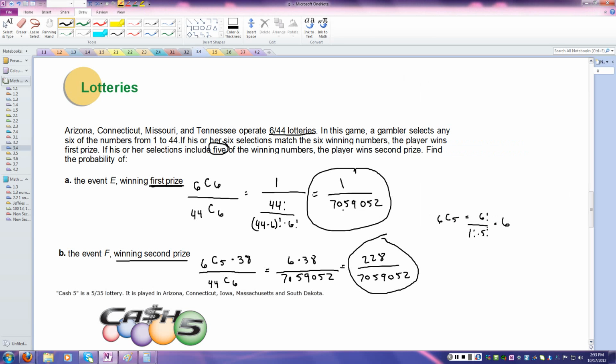So if you played the lottery 7,059,052 times, you're expected to win it once. Here, if you play the lottery 7,059,052 times, you're expected to win second prize approximately 228 times.